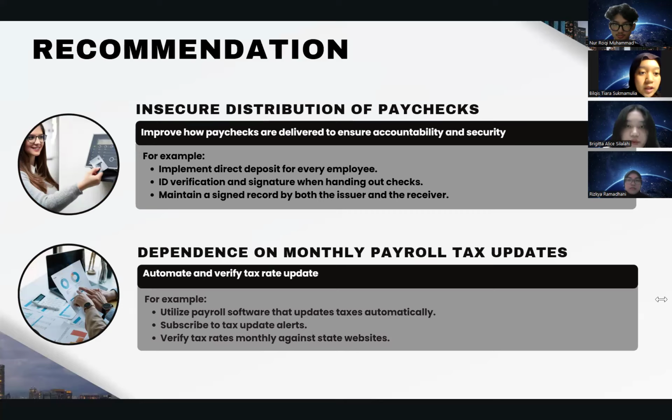And the recommendation for each weakness: the first one, for the weakness of insecure distribution of paychecks, is to improve how paychecks are delivered and to ensure accountability and security. For example, implement direct deposit for every employee, ID verification and signature when handing out checks, and maintain a signed record by both the issuer and the receiver.